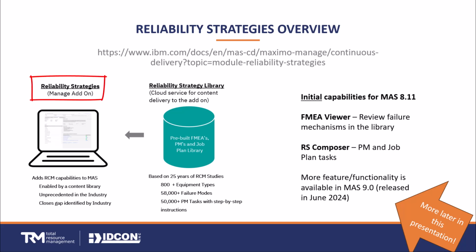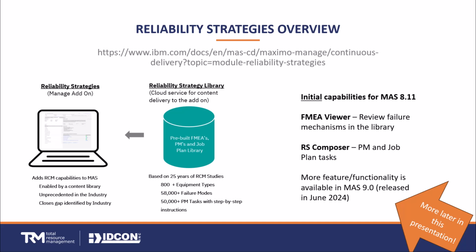After users have been granted access to that application by way of security groups, they are able to access the Reliability Strategy library, which includes, as you can see here on the screen, many different equipment types, potential failure modes, and tasks that you can take advantage of for your own PM activities and certainly job plans as well. What I'm going to talk about today is what's in 9, which is being able to create a custom strategy, which can use the library for the different failure modes, or you can build your own.